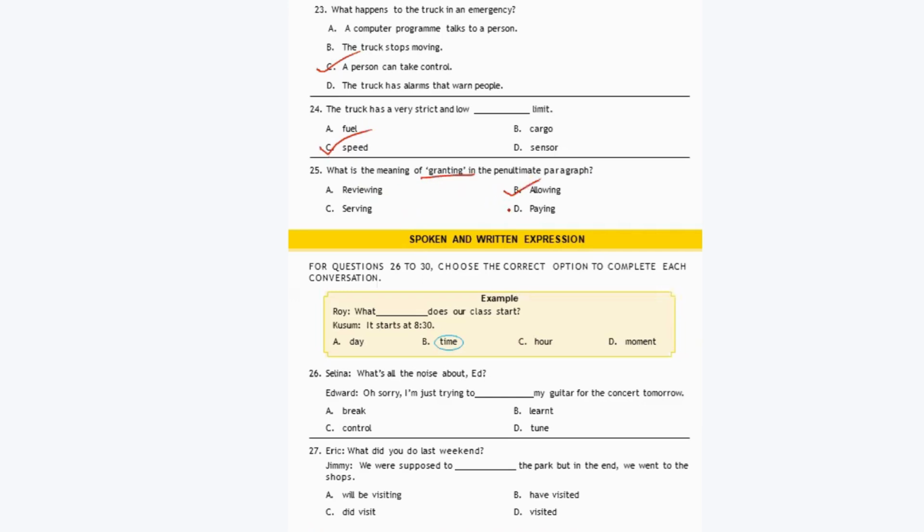So with this, we have completed the second section, that is about reading the given passages. Now the third section is spoken and written expression. For questions 26 to 30, choose the correct option to complete each conversation. For example, Roy, what dash does our class start? Kusum, it starts at 8:30.